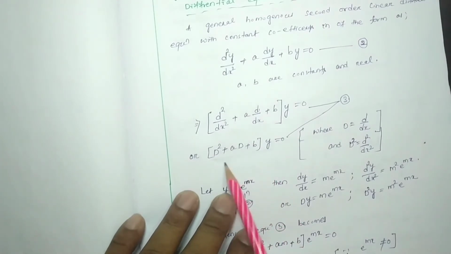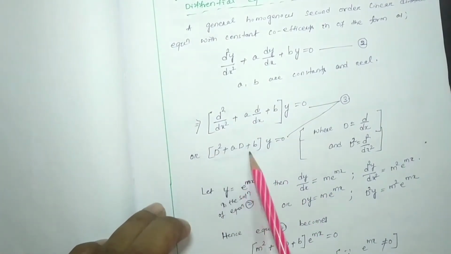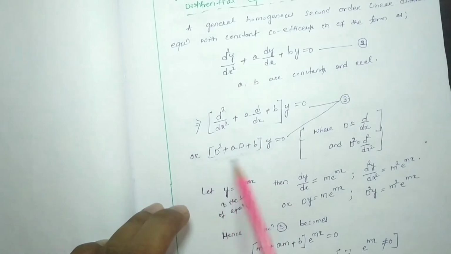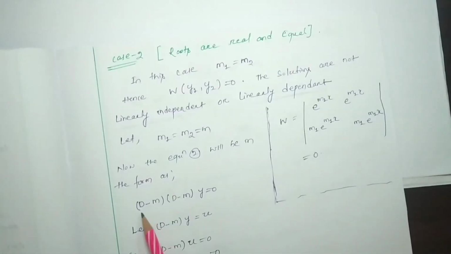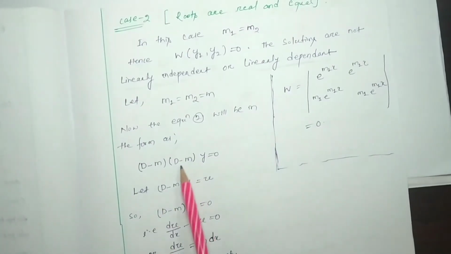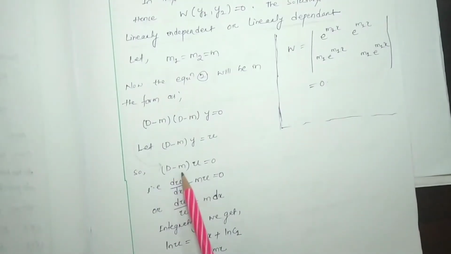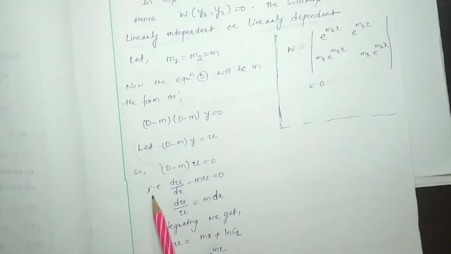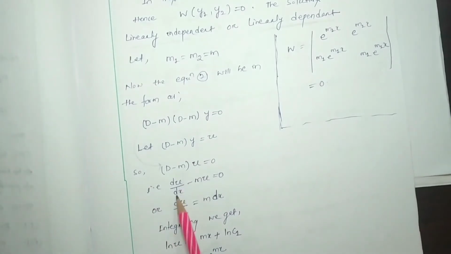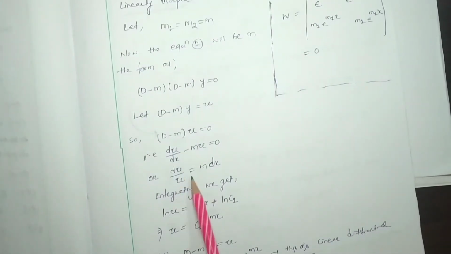The so-called auxiliary equation can be written, because we found two roots m and m, as (D minus m)(D minus m)y equal to 0. Let (D minus m)y equal to u. So this will be written as (D minus m)u equal to 0. That implies, since D is nothing but d by dx, du by dx minus mu equal to 0. So du by u equal to m dx.